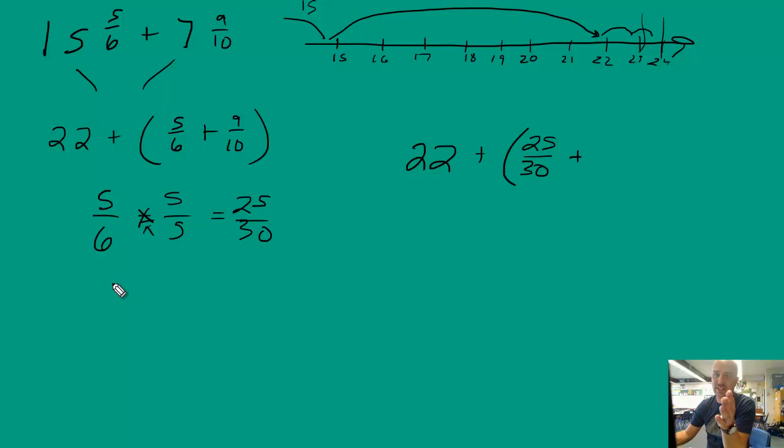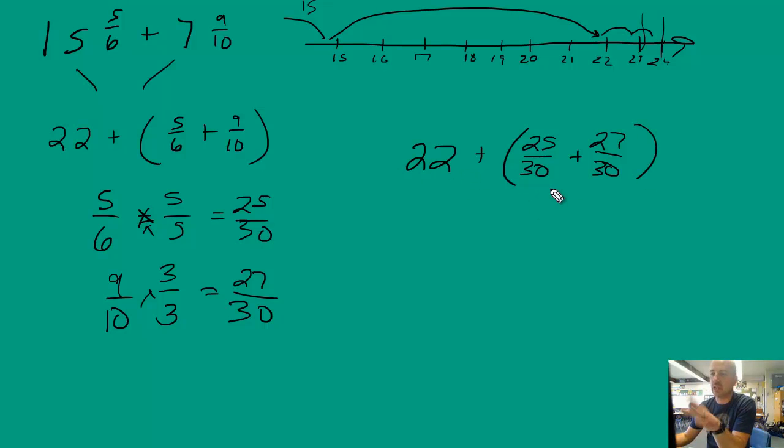I'm going to turn my 9/10ths into 30ths as well. So what do I need to do to multiply that to get 30ths? Well, 10 times what is 30? 10 times 3. So I'm going to multiply that by 3/3. So 9 times 3 is 27. So I have 27 30ths. So I put that up here.